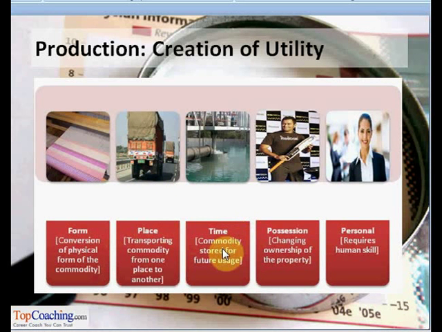The third type of utility is time. Its creation involves storage of the commodity for future usage. For example, rainwater harvesting, in which rainwater is stored for future usage. Another type of utility is possession. It is created by changing the ownership of the property. For example, a cricket bat will be of some use for a table tennis player as well, but given to a cricketer, its utility will increase manifolds. And the last one is personal, whose creation requires some kind of human skill, such as business executives or representatives.